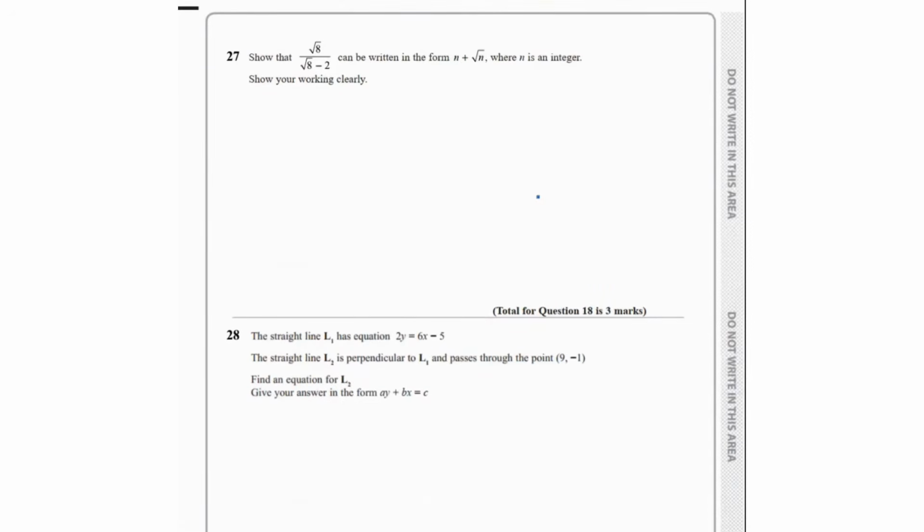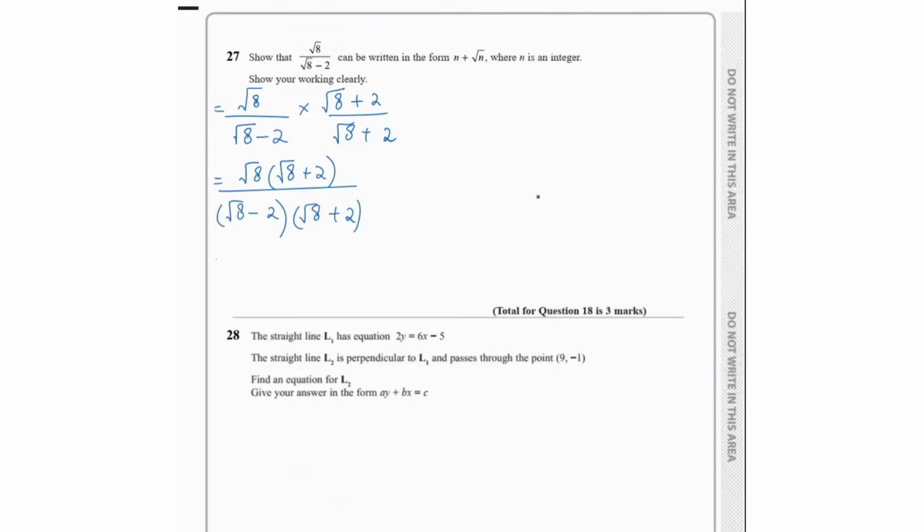Then this is again similar to what we did. We're going to multiply and divide the fraction by the denominator, but with the opposite sign in the middle. So root 8 times root 8 plus 2 over root 8 minus 2 times root 8 plus 2. Expand the brackets. Root 8 squared plus 2 root 8. Difference of perfect squares in the denominator. Root 8 squared minus 2 squared. That's 8 plus 2 root 8 over 8 minus 4.